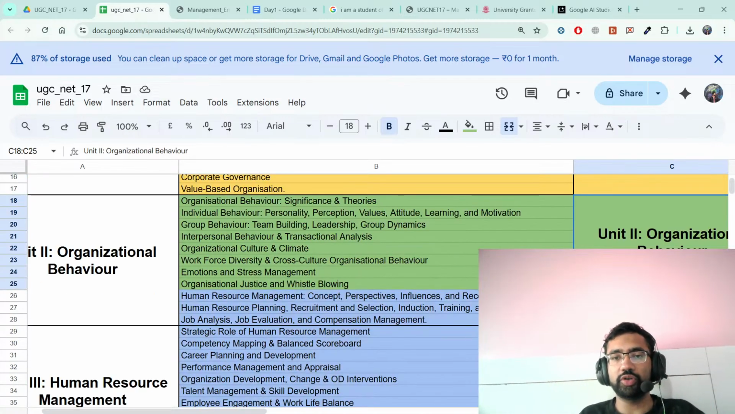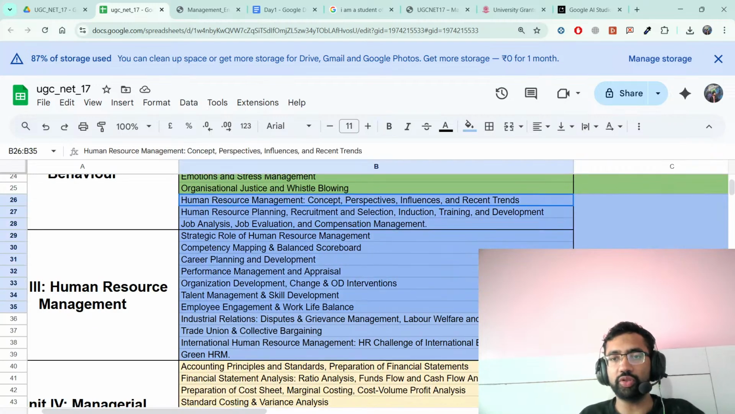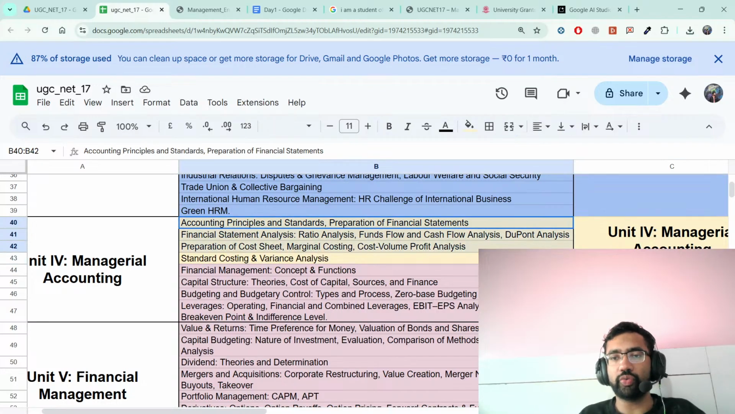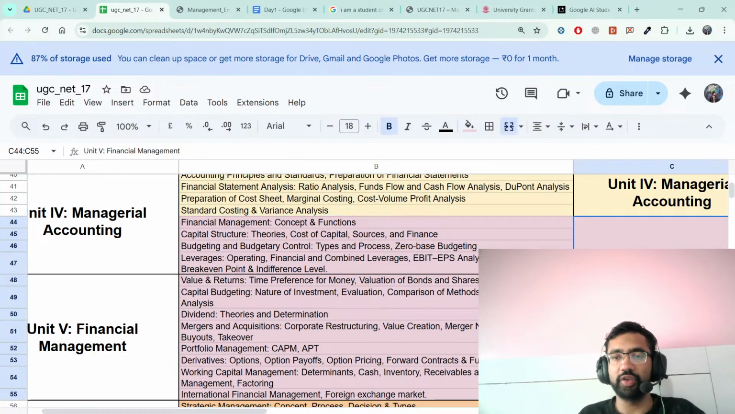If you see, unit 2 is just this small organization behavior. Unit 3 is actually all these topics that belong to human resource management. Only these topics belong to managerial accounting. Only these topics belong to financial management. These as well as these on the top.